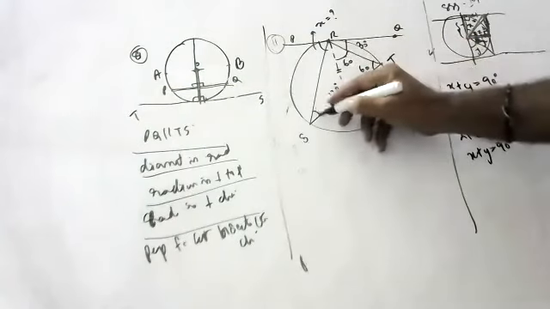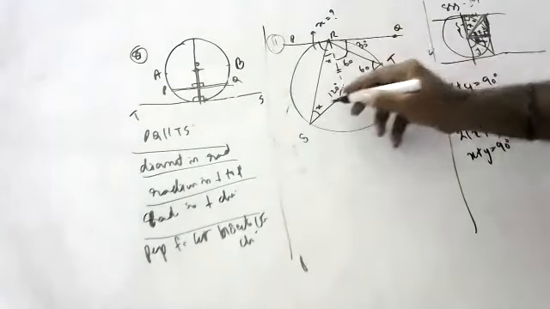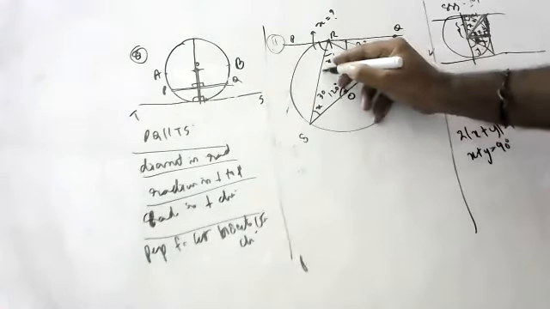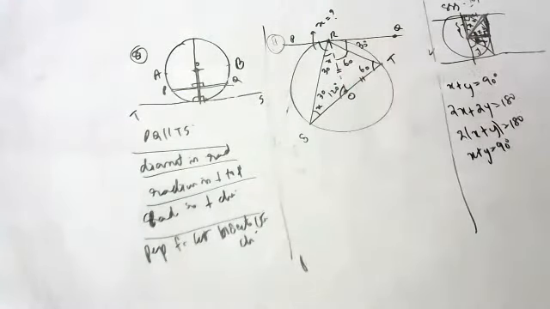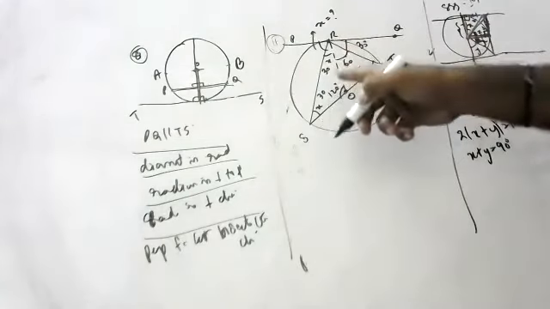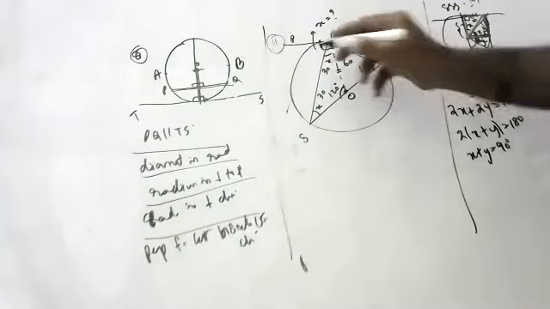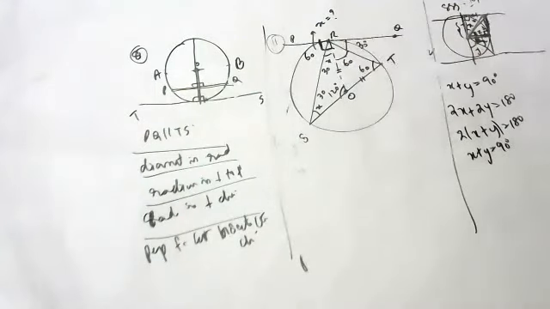If this is 120, let me take this as x, because this is radius and this is radius. How much will it be, children? 30, 30, because 120 plus 30 plus 30 makes 180. If this is 30, what will be this? 60 degrees, because the total is 90 degrees. Like this you have to do. Hope you are able to understand, children.